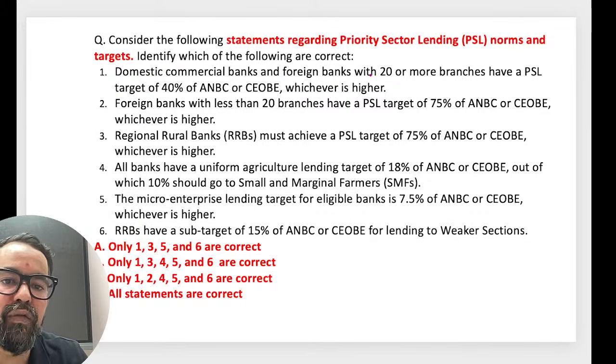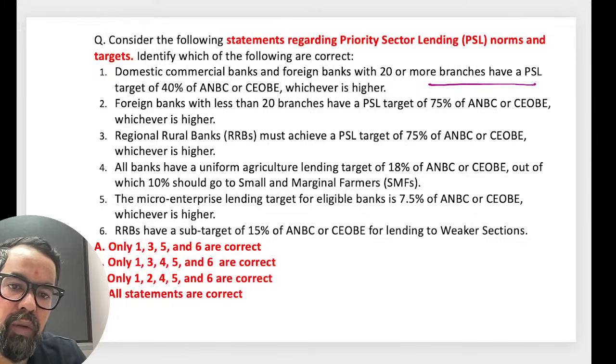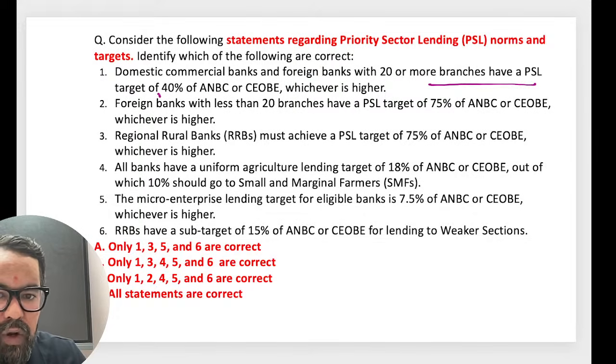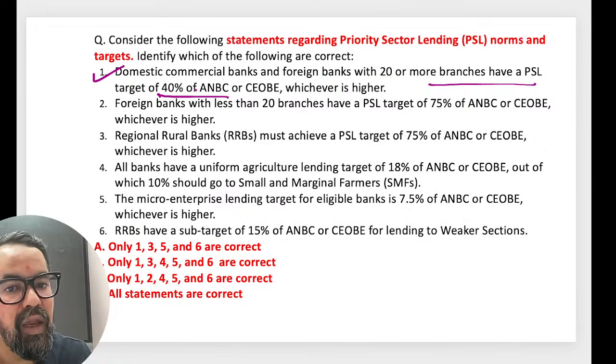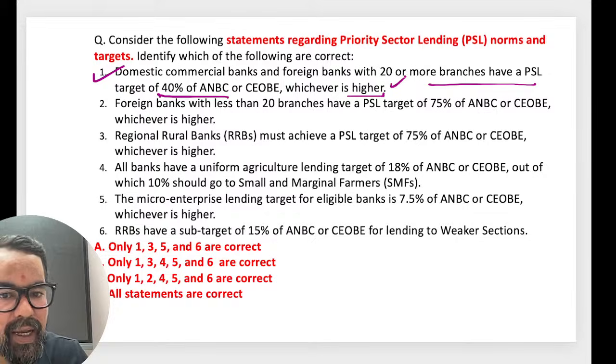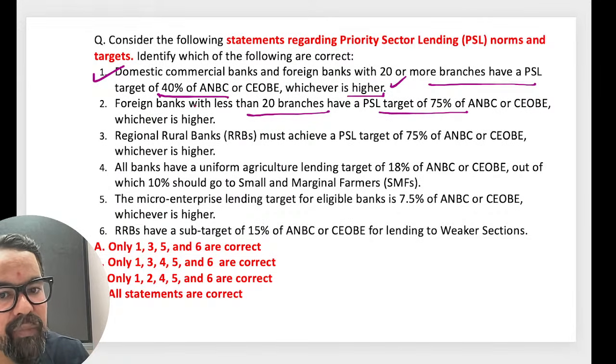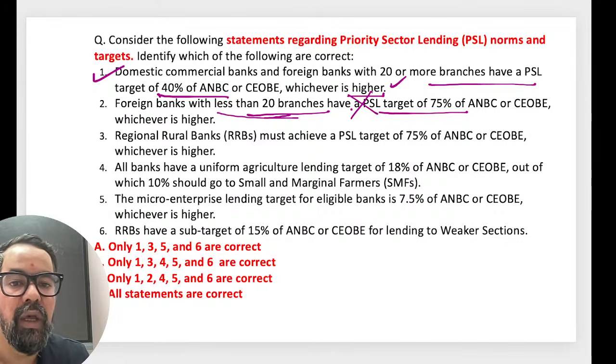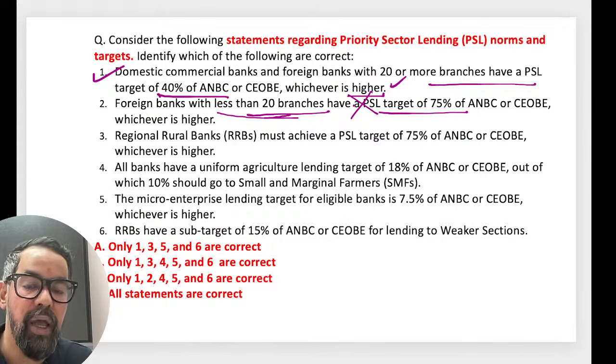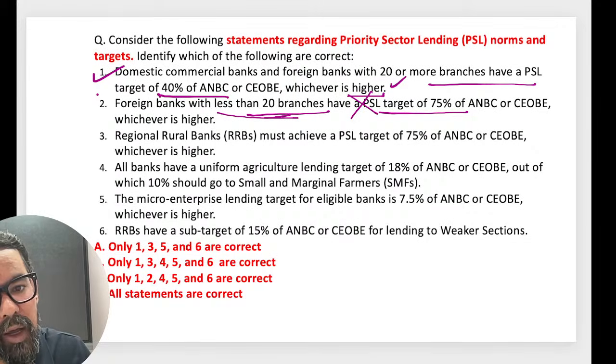Domestic commercial banks and foreign banks with 20 or more branches have a PSL target of 40% of ANBC or CEOBE, whichever is higher. The first statement is true, there is no doubt with this one. Foreign banks with less than 20 branches have a PSL target of 70%. For less than 20 branches they do not have a specific target; they have to lend 40%, and they can lend up to 32% in MSME or export credit. So the second statement is wrong.